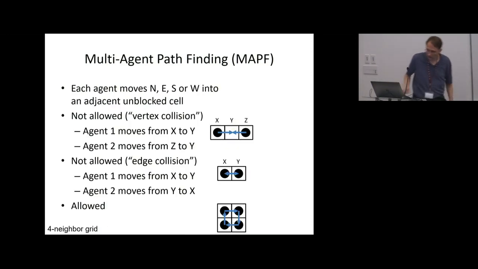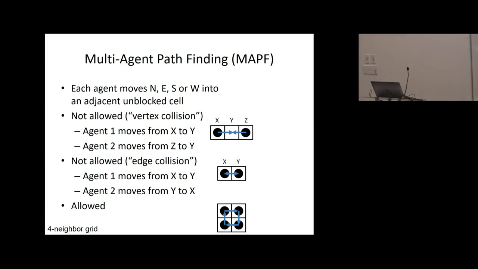So how do we do it? What we do is we model this again on a grid, like everything that we did. So every robot can move north, east, south, and west into an adjacent unblocked cell, but there are two things that are not allowed. Two robots trying to move into the same cell at the same time.